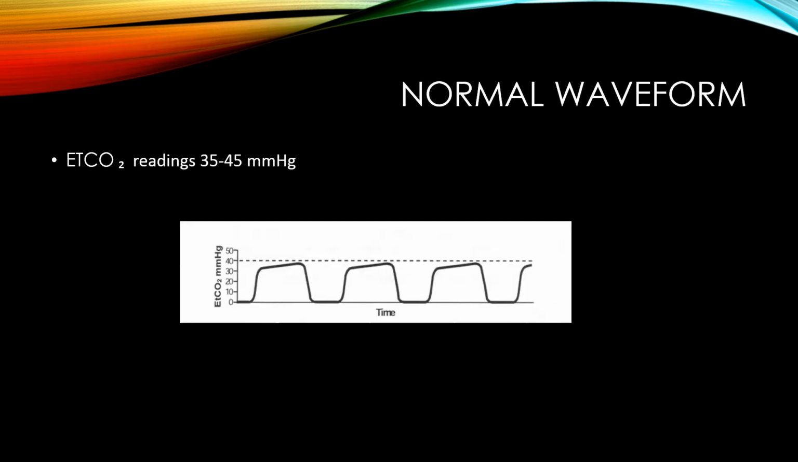So here is a picture of a normal waveform. Your normal end tidal readings are 35 to 45 millimeters of mercury. As you can see, you've got phase 1, 2, 3, and 4. They are consistent in size, in between the 35 to 45. It does not look excessively fast or slow, so the client probably is not hyper or hypoventilating for some reason. So this is what we would like to see in a normal waveform.